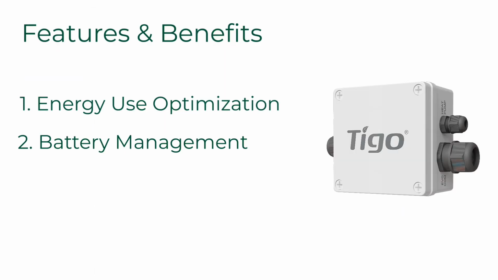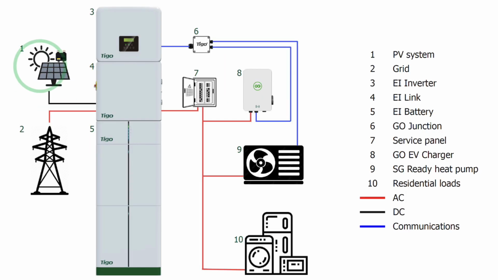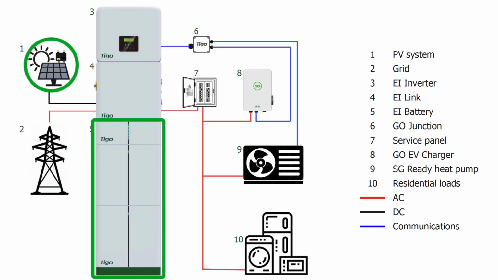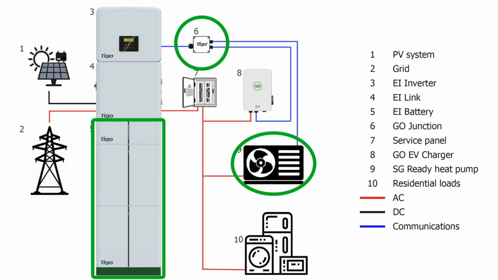Next is battery management. When solar production is high, the excess energy can be stored in the EI battery. The Tigo EI system, along with the Junction, uses this stored energy to run the heat pump during periods when solar production is low, such as at night or on cloudy days.